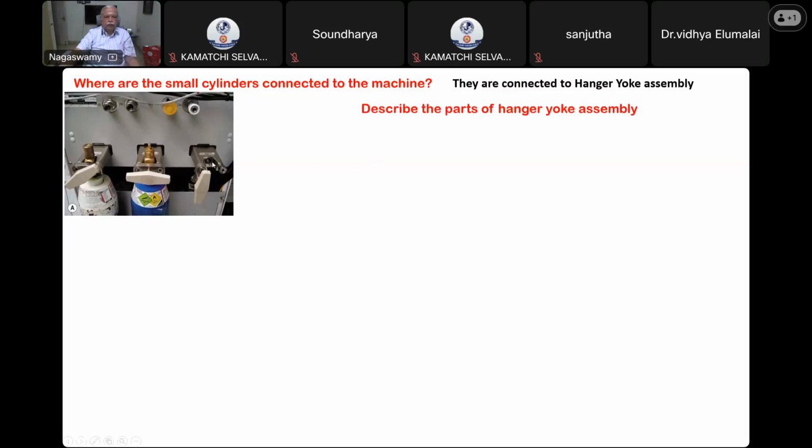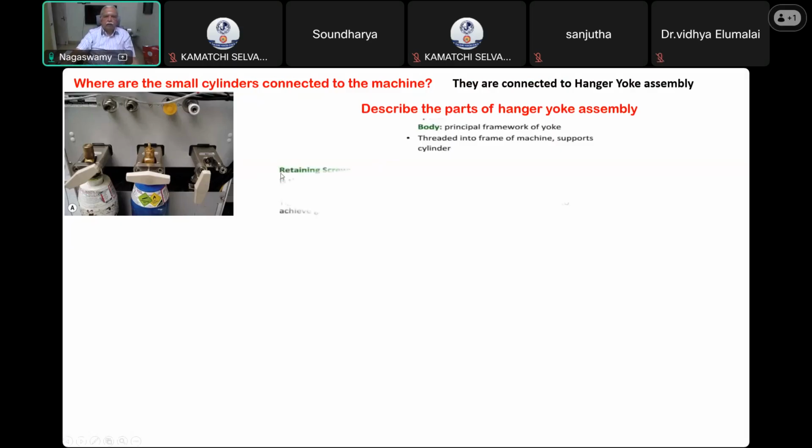This portion, this portion, this portion, everything you should know the names. Any idea? If you don't know, say no. I will go quickly, we'll go through because we have a lot to cover. So the parts are, first, the body. This portion is called the body, the framework which is fitted to the machine.